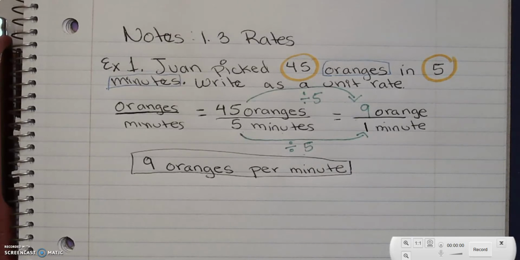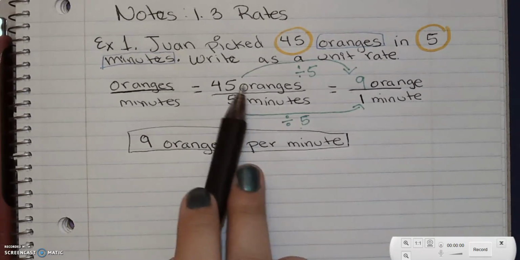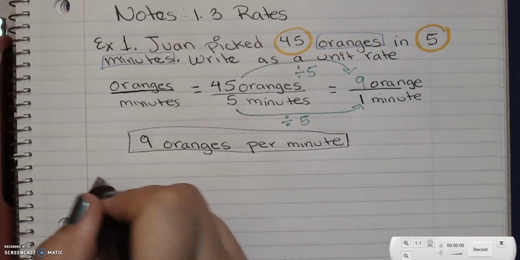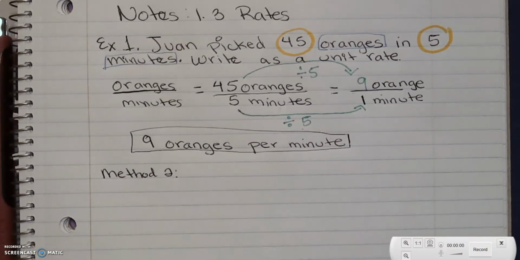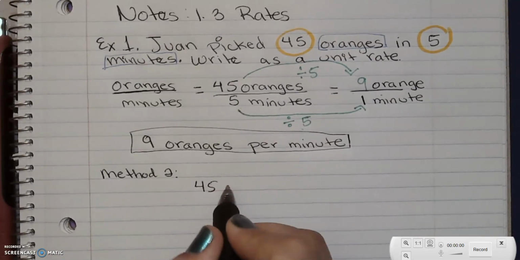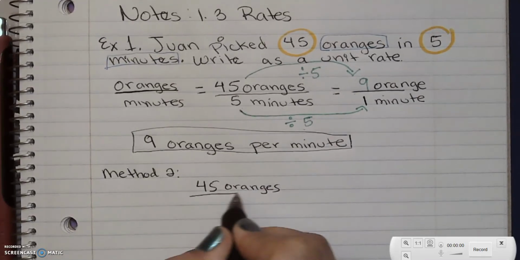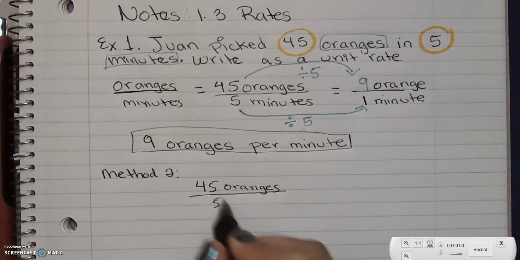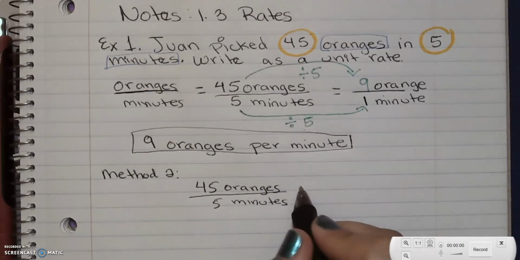in case you want to use the same information. Okay, so you could use what we call the cross multiply. So we already know we're going to get the same information. Okay, and I'm going to put here just method 2. This is another way to do this. So I'm going to put 45 oranges, and 5 minutes. So I'm going to set this up the same way.